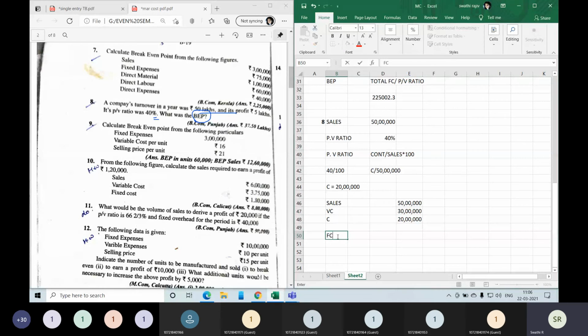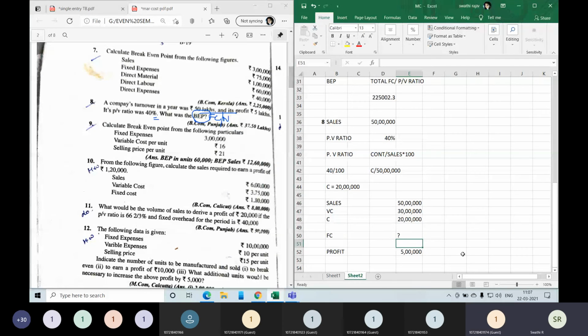Now I need my fixed cost. Why do I need my fixed cost? Because I have to find my break-even point. And my formula for break-even point is fixed cost divided by PV ratio. PV ratio is already there, fixed cost is not there. But they have given me one more clue, my profit. Can you find out what is fixed cost?